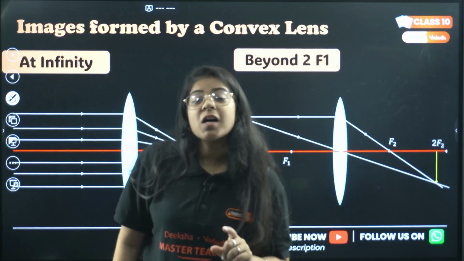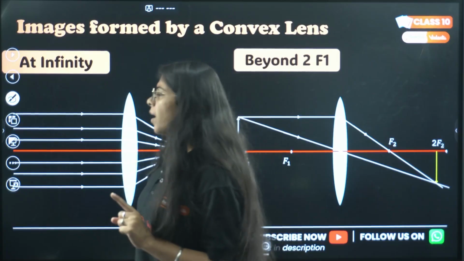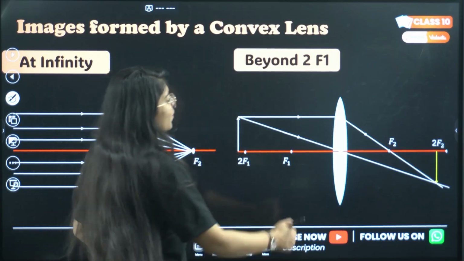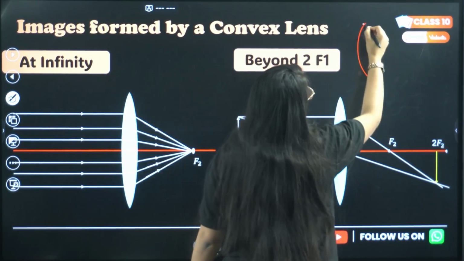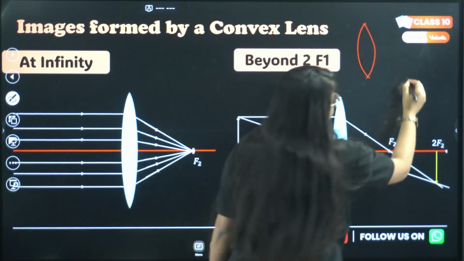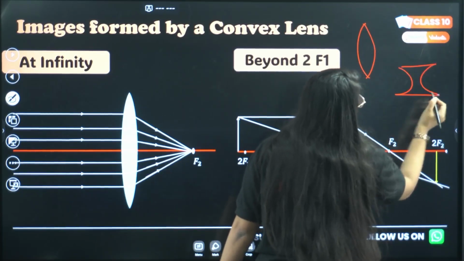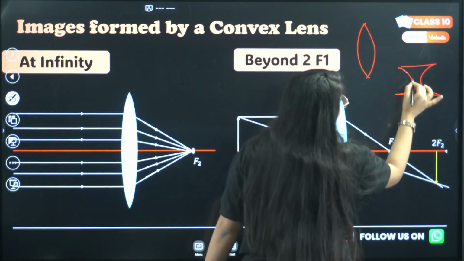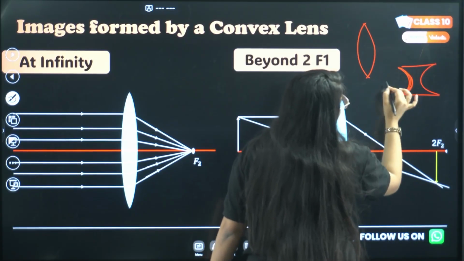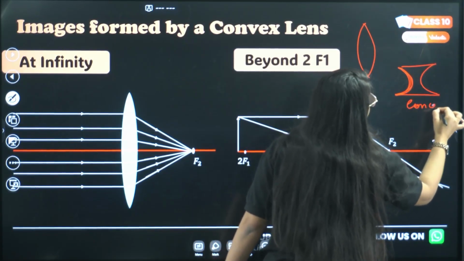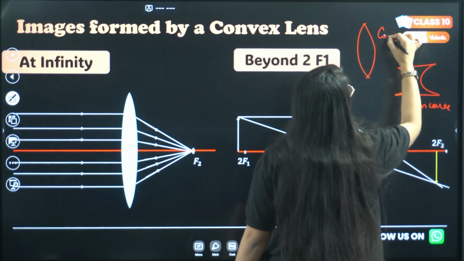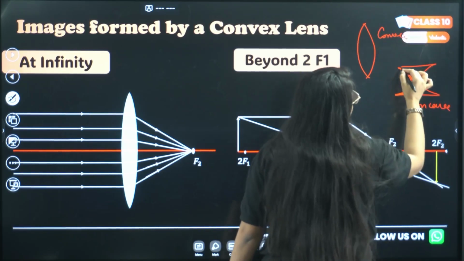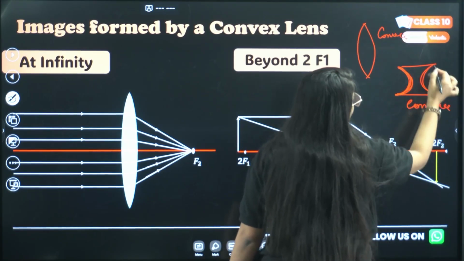So first we see convex lens. Now convex lens, you can just remember, okay, this is a convex lens and this is my concave lens. Again, you can see this is kind of a cave, so you can see this is concave lens and this is my convex lens. A cave, so you can see caves on both sides.